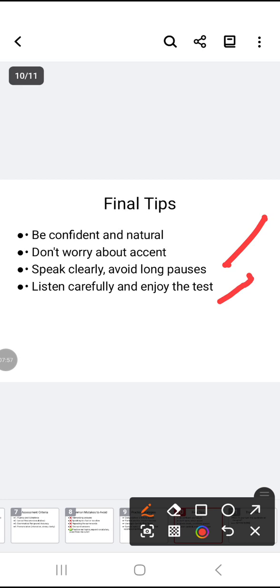This point is very important for you in the test. Listen carefully when the examiner tells you something. You have to listen carefully to what he asked and what he told. Listen carefully and then enjoy the test. It is the most important part of the whole IELTS test: enjoy the test. Always remember that you will enjoy this test. This is not for dying, not for panic.